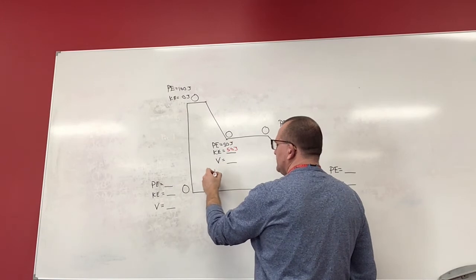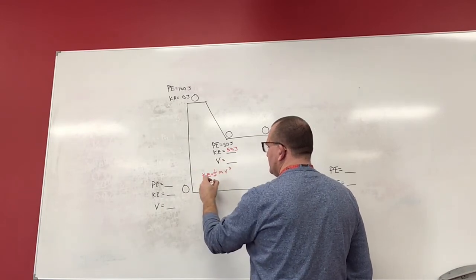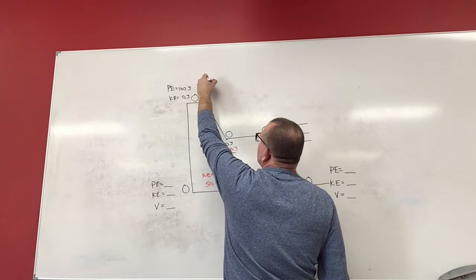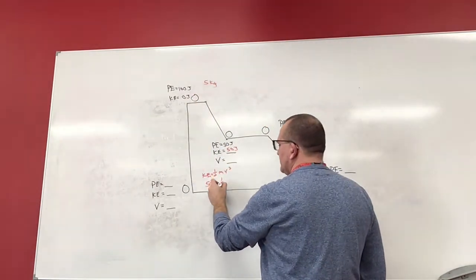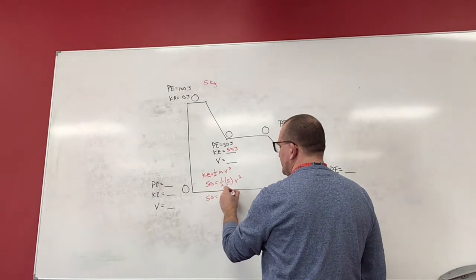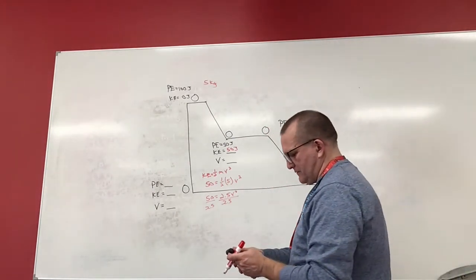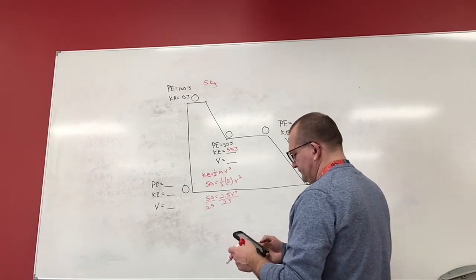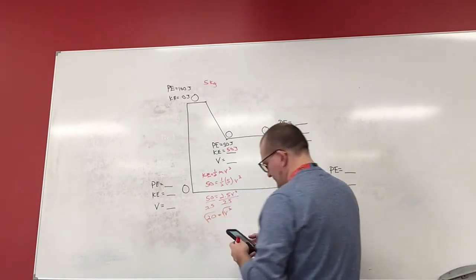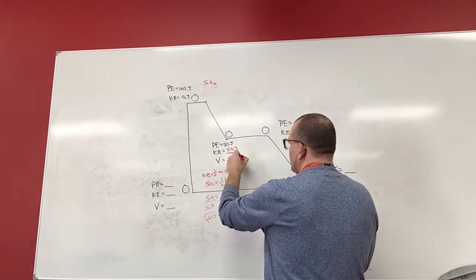Now to find the velocity, kinetic energy is 1/2 m v squared. Kinetic energy is 50. We'll say the mass of our ball, I don't think it ever said, we'll say the mass of the ball is 5 kilograms. 1/2 of 5 is 2.5 v squared. Divide both sides by 2.5. That one I can't do in my head. But if I take 50 divided by 2.5, I get 20. V squared, square root of each side, square root of 20 is 4.5 meters per second is the velocity.